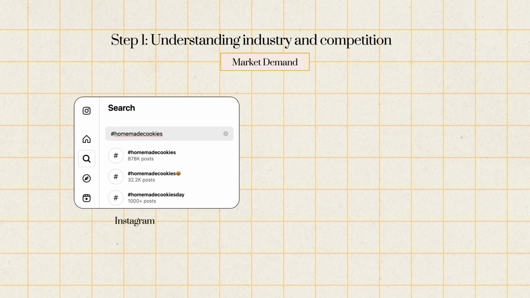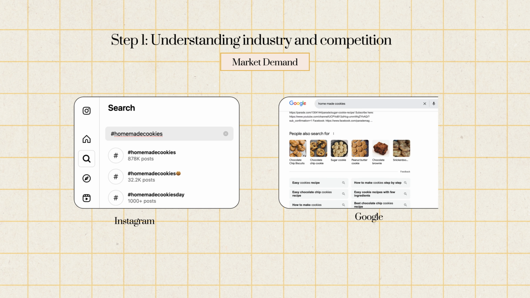To check trends on social media, she searched #homemadecookies on Instagram and found the number of posts, showing its popularity. She also wanted to know about similar products or flavors that people search for, so she checked the People Also Search For section on Google. This helped her discover other popular cookie varieties that potential customers might be interested in.